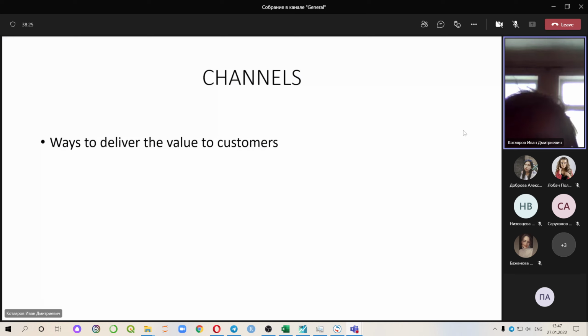These three models, wholesalers, independent P2P sellers, direct sales, and so on, are not the only ones that are possible on the market. There may be longer chains of distribution: producer, big wholesalers, local wholesalers, local retailers, and so on. There may obviously be digital channels of distribution, which are becoming more and more popular nowadays. So, your key task is to understand how you will deliver your value to your customers.